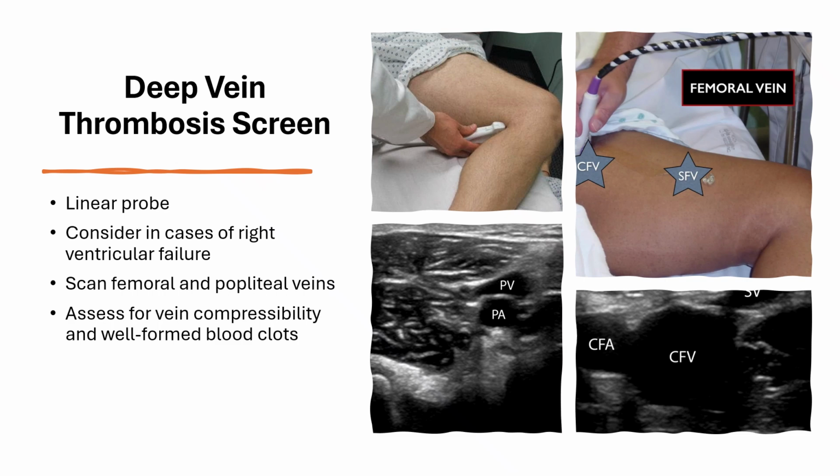Fresh blood clots will typically be anechoic or hypoechoic, so you will not necessarily see them with ultrasound. However, lack of venous compressibility is a very suggestive finding for a fresh blood clot. More chronic or well-formed blood clots sometimes will appear hyperechoic and will be easily seen on ultrasound. Let's take a moment to review the slide.